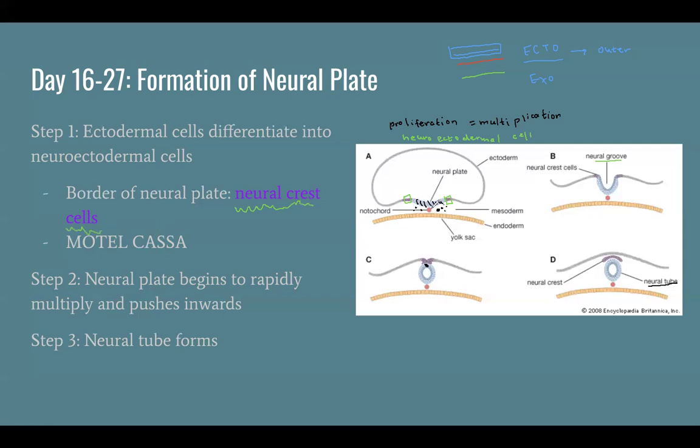Then, as these neuroectodermal cells continue to proliferate more and more, they begin to push inwards, forming a structure called the neural groove. As you can see, the neural crest cells are still present and will move inwards to join. After they have joined together, the neural crest cells will begin to form a little mountain on top of the neural tube, which joins together on, I believe, day 25 to day 27.